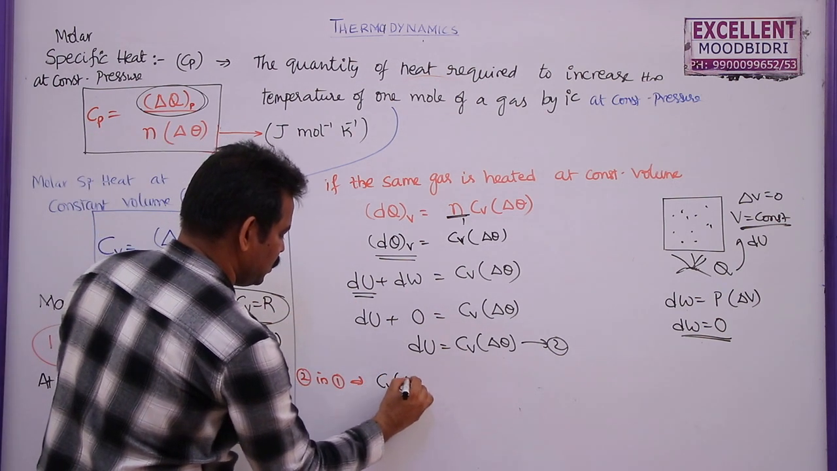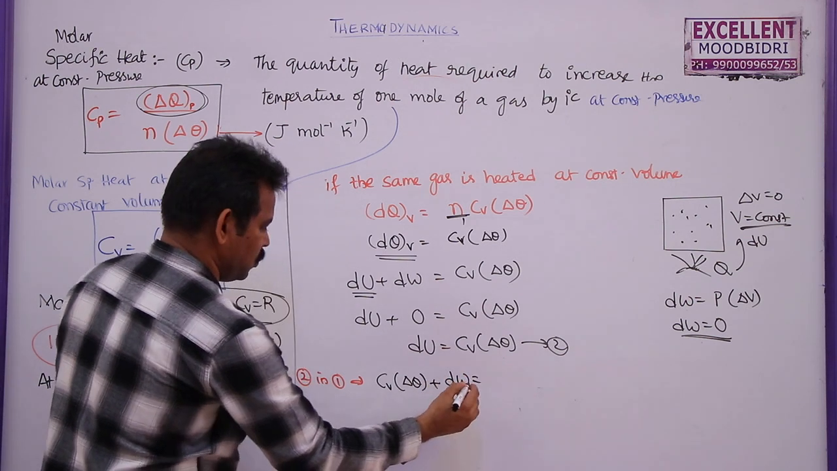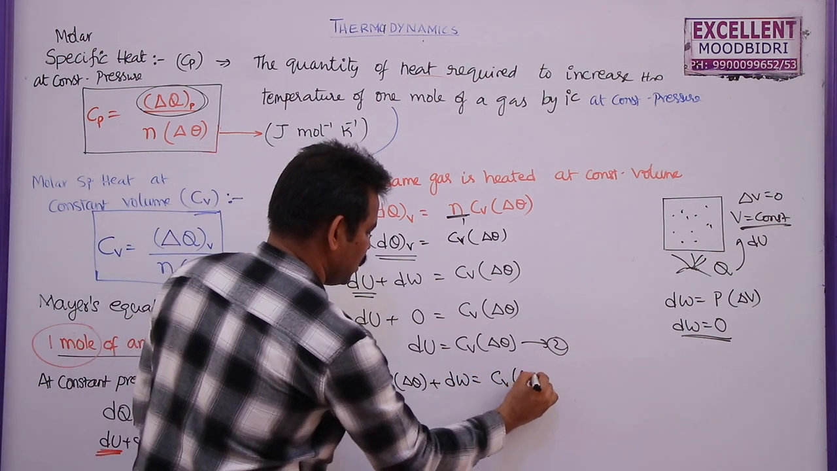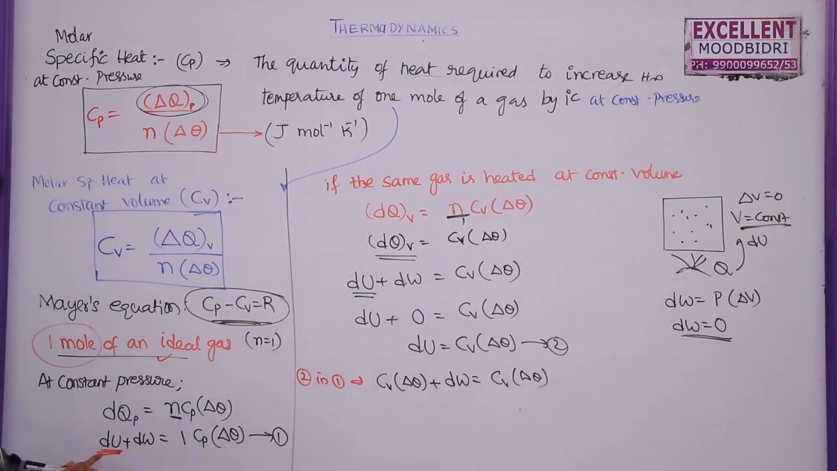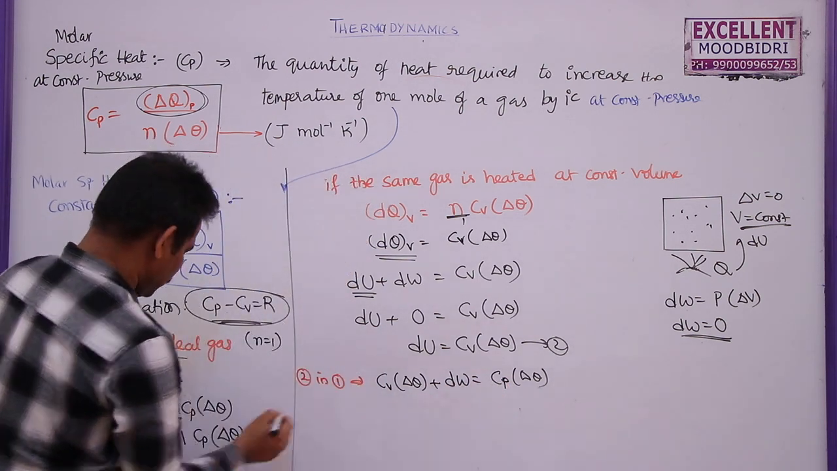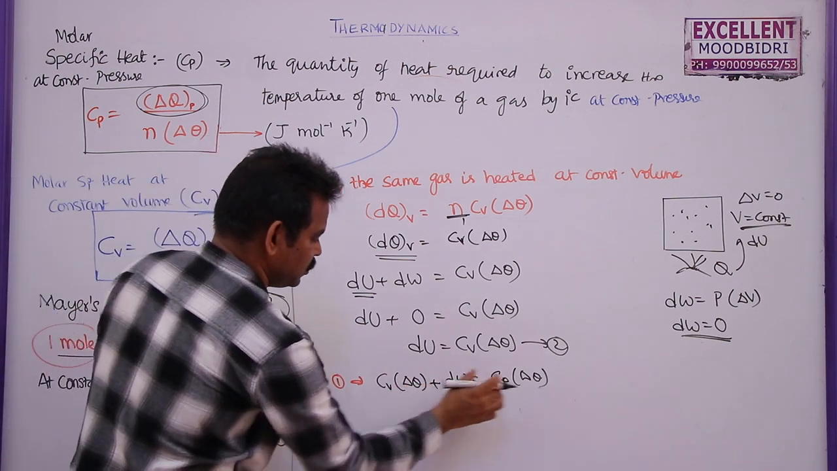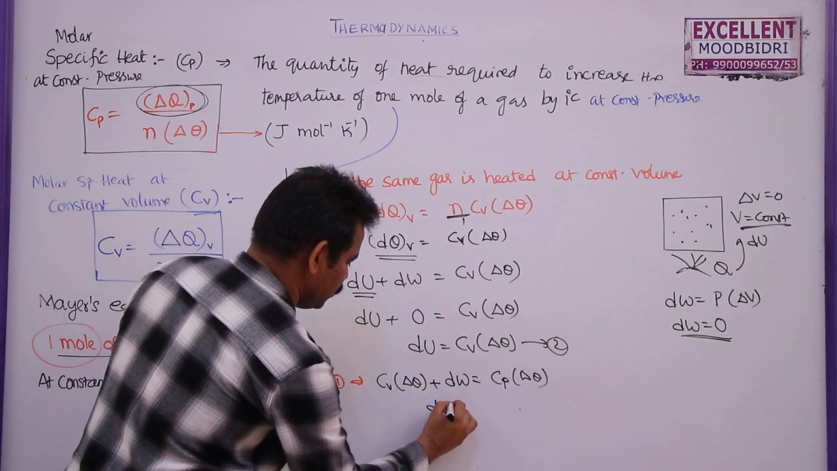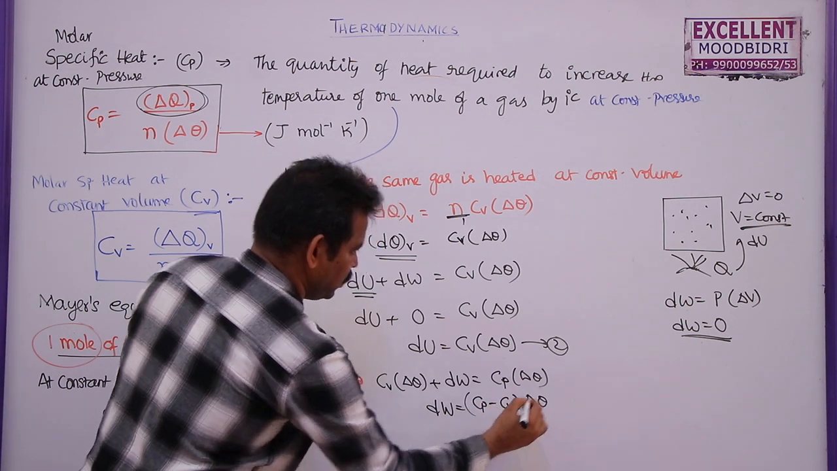So this is Cv delta theta plus dW is equal to Cv delta theta. So this is dU, this is Cp delta theta. So I just replaced this dW with Cv delta theta here. Now you can bring this one that side. dW is equal to Cp minus Cv into delta theta.